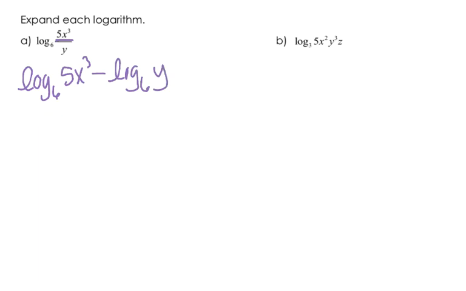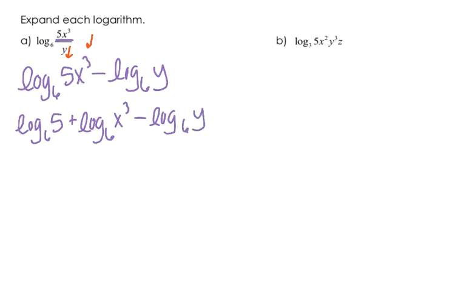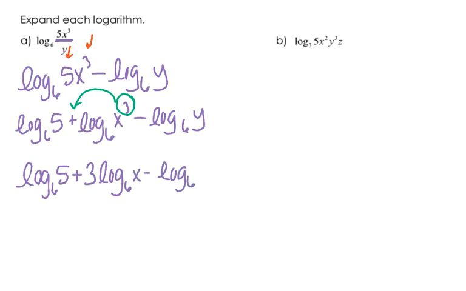Now I notice that I have a 5 and I have an x cubed. So I'm going to break that apart. Anything that's multiplied can be broken up with an addition sign. So I've got log base 6 of 5 plus log base 6 of x cubed, and I still had my minus log base 6 of y. The last thing I want to do is try to not have any exponents. So I'm going to take this exponent and move it in front of this log to end up with log base 6 of 5 plus 3 log base 6 of x minus log base 6 of y.